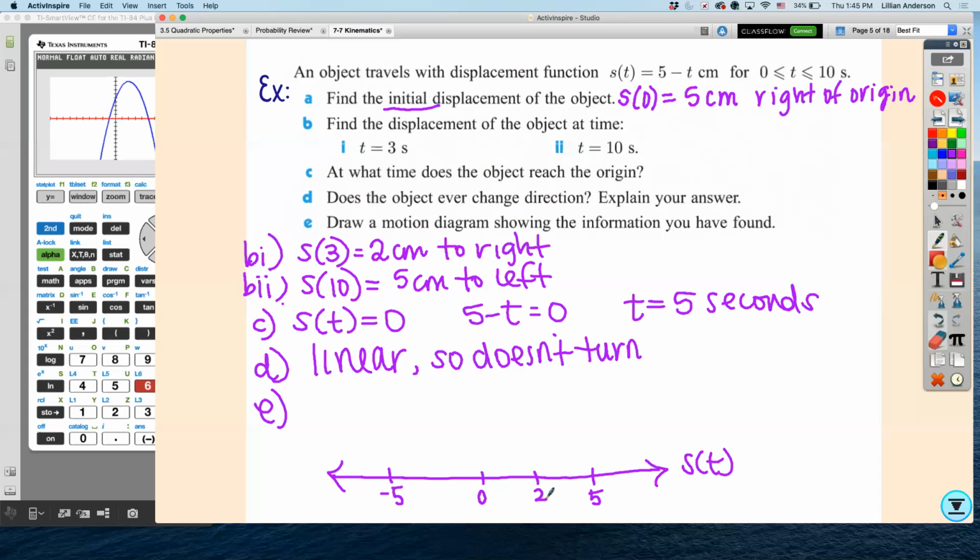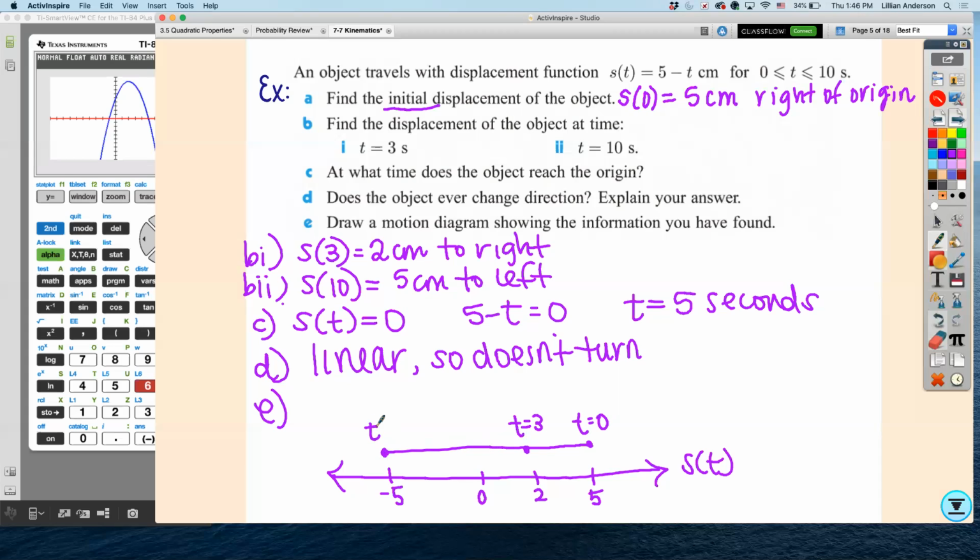So where did we start? What was our initial displacement? At 5 centimeters. And then at 3 seconds, we were 2 centimeters to the right. So we were going this way. This was t equals 0, and at t equals 3 seconds, we were 2 centimeters to the right. And at 10 seconds, we were 5 to the left.